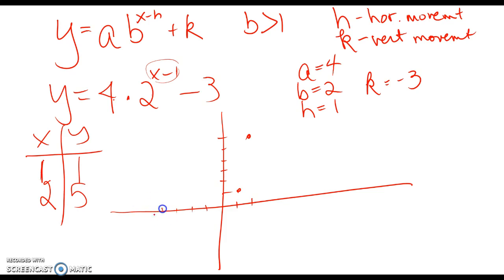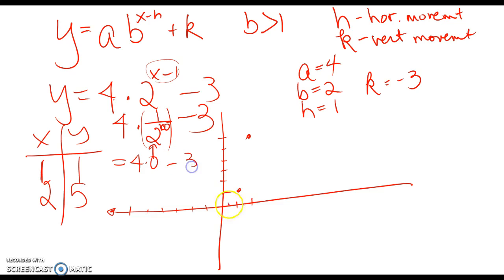If we go to a very large negative number, this would become 4 times 1 over 2 to some large number, because that negative would put it in the denominator, minus 3. So this thing, like we said before, is approaching 0. As x gets large negatively, it puts the 2 in the denominator. This is approaching 0. So this is approaching, and not hitting, 4 times 0 minus 3. So our graph is approaching negative 3.